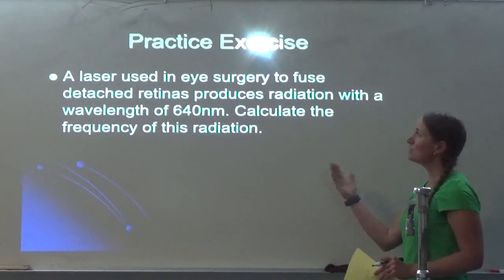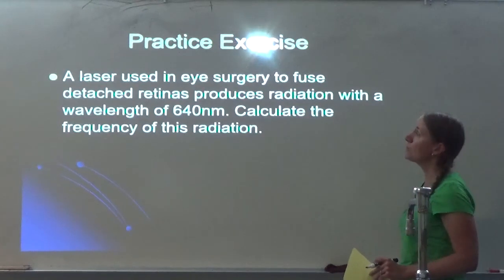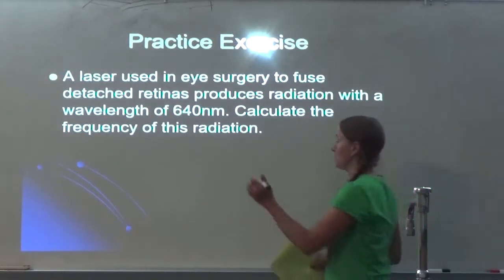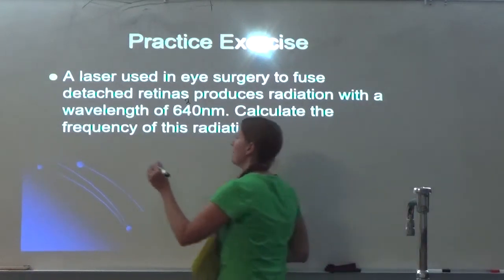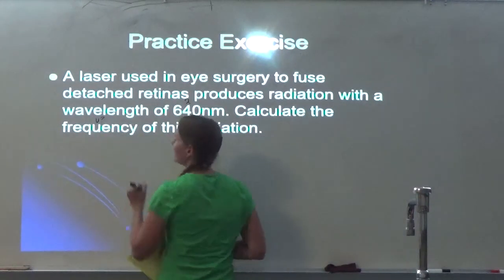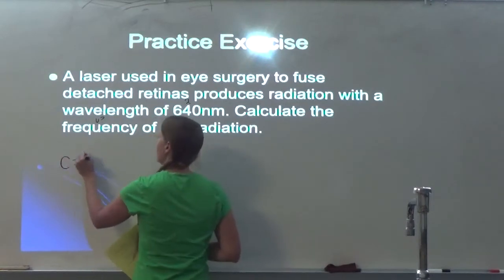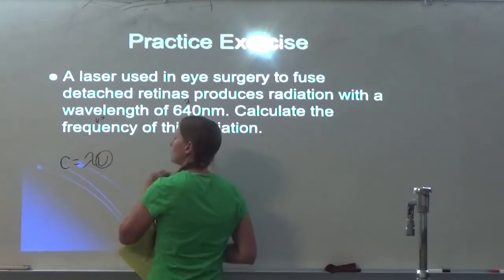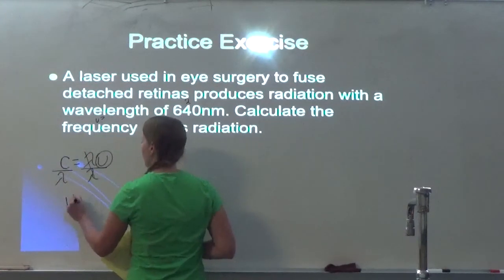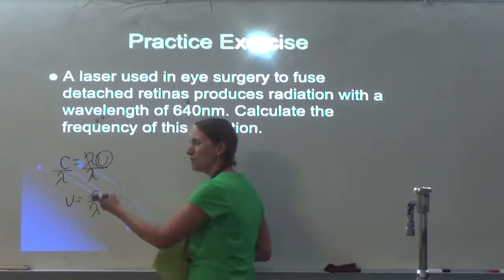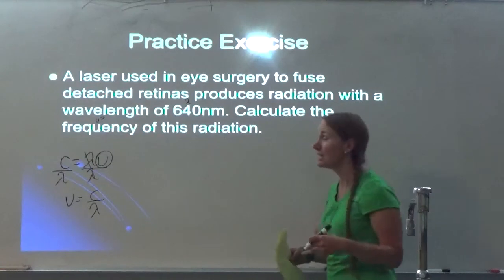So it says, a laser used in eye surgery to fuse detached retinas produces radiation with a wavelength of 640 nanometers. So there's my wavelength. It says, calculate the frequency of this radiation. So in other words, we're just doing the same thing. So we know c equals lambda times nu. I'm trying to solve for nu. So I'll move lambda to the other side. And I'm going to rearrange quickly because y'all should know how to do that.